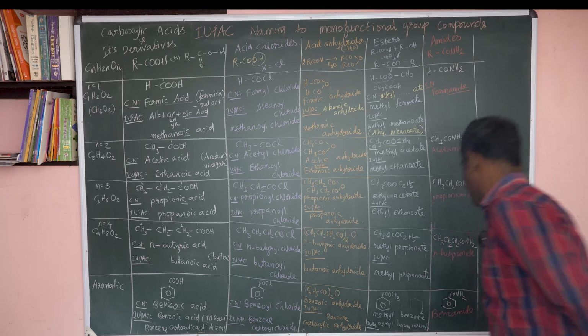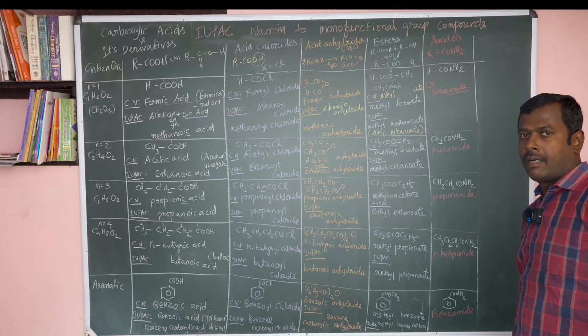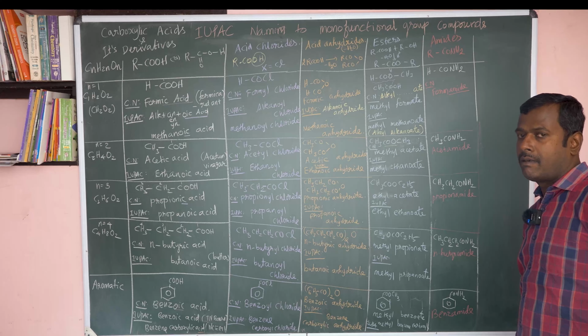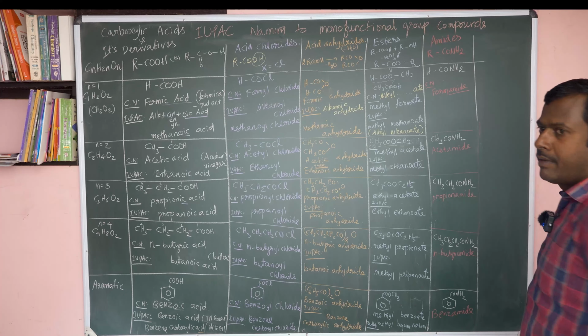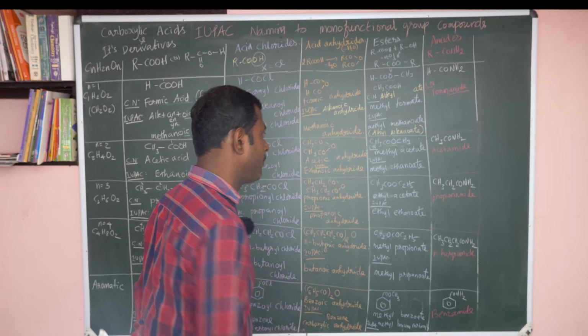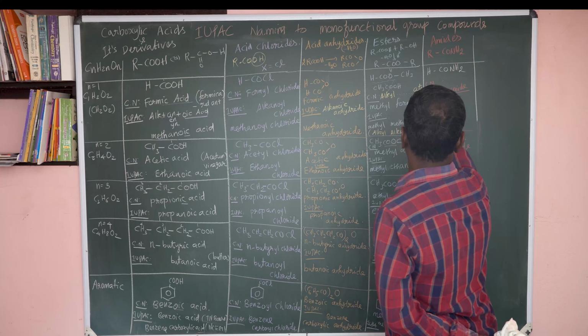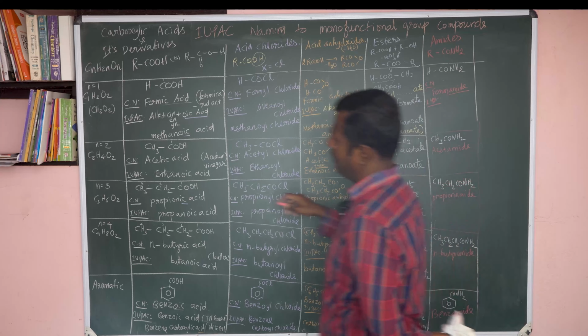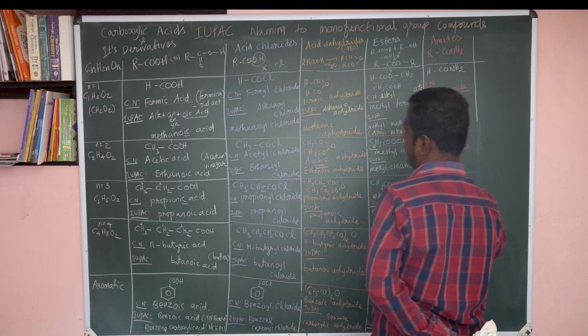Because if you write O here, then O and A: O is a vowel, A is also a vowel, one combined. That's why that O is removed for the pronunciation sense. So this is benzamide. Let us give the IUPAC name. In IUPAC also, oic acid is removed and amide is added.